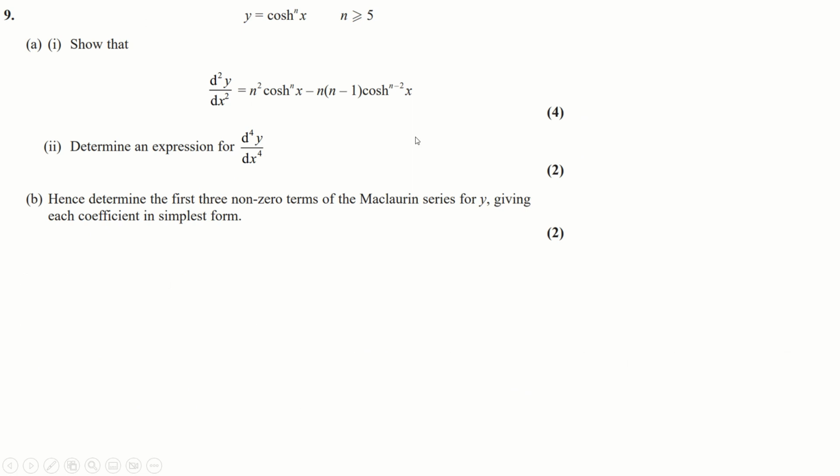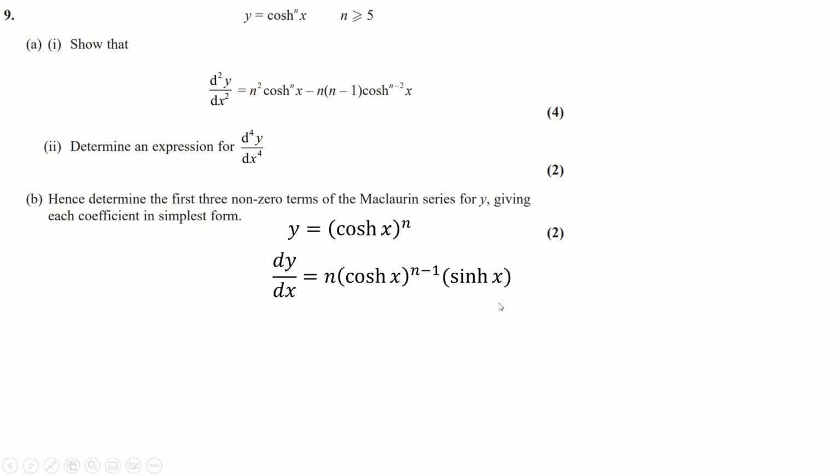Quite an interesting question. It's unusual for question number 9 to not be worth that much. It's the last question. We differentiate this, of course. You can write it like this to make chain rule maybe easier for you. Bring the n down, take 1 away, and then times by the derivative of cosh, which is sinh. So we get this. That's the first derivative.